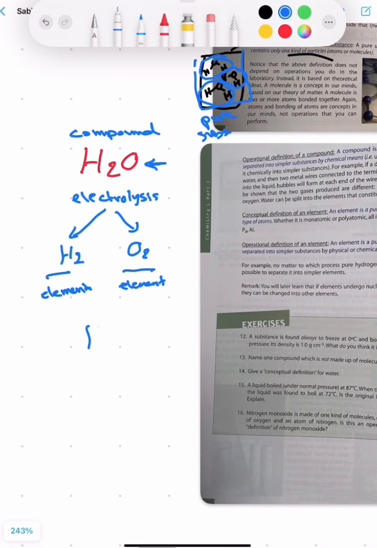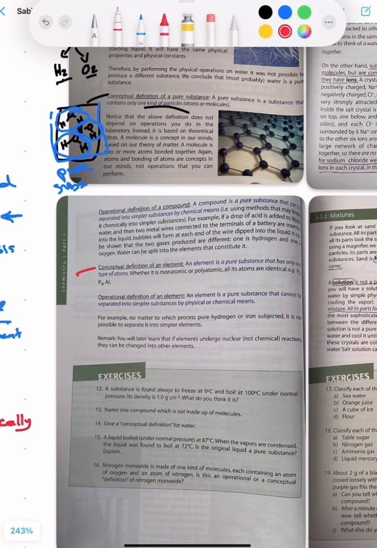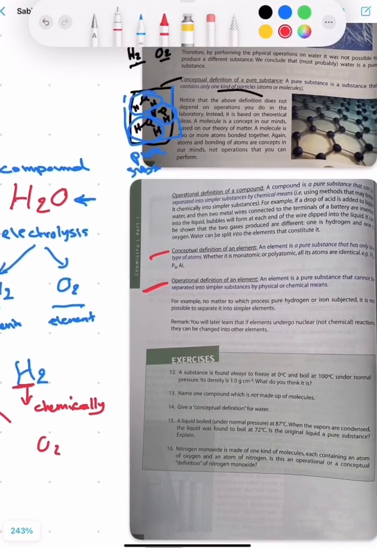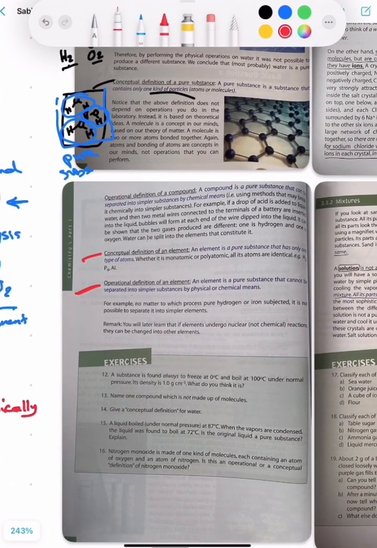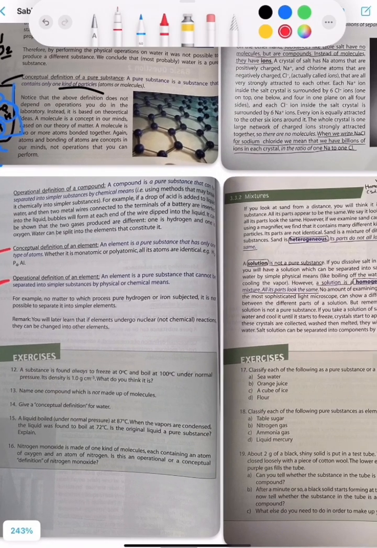But for example, H2, hydrogen gas, can you change this even chemically into more than one thing, into, let's say, hydrogen and oxygen? No, because it only has one type of element or one type of atom, so you cannot change it. Next, the conceptual definition of an element is a pure substance that has only one type of atom, as we have discussed. The operational definition: you cannot separate it, as we have discussed too. You cannot separate it by chemical or physical means, both of them. You cannot change it into more than one thing.